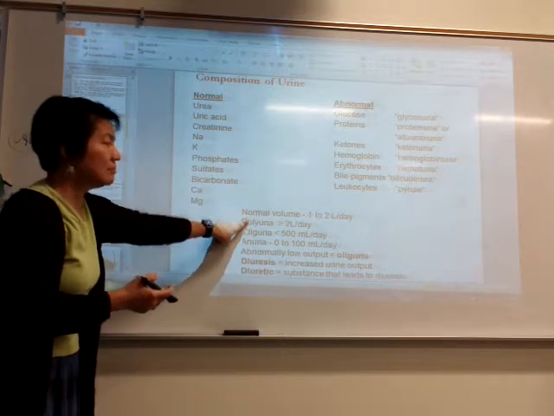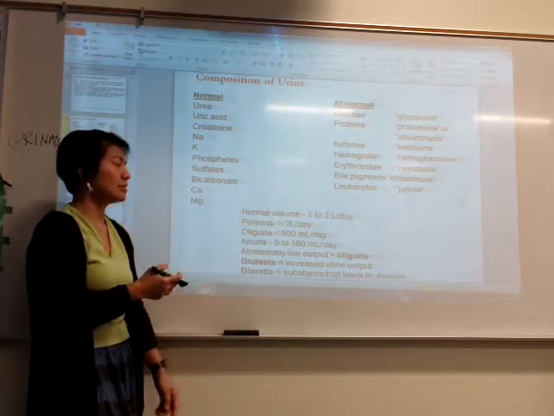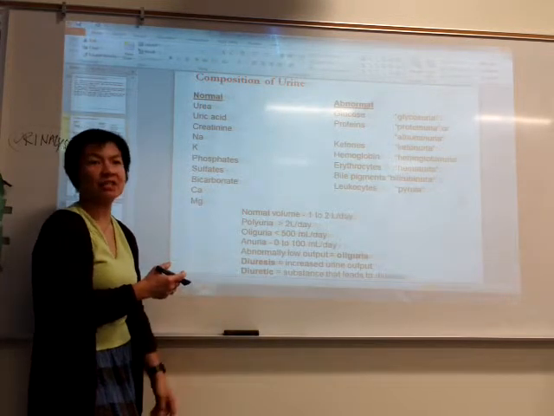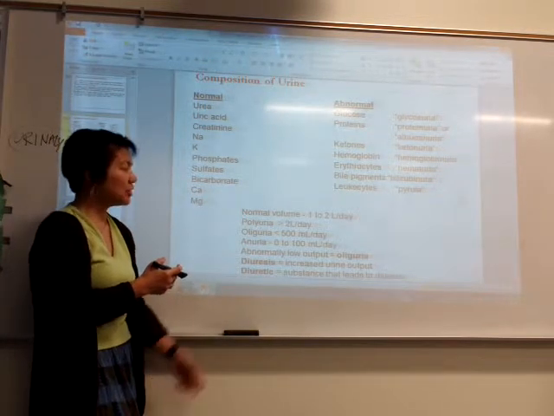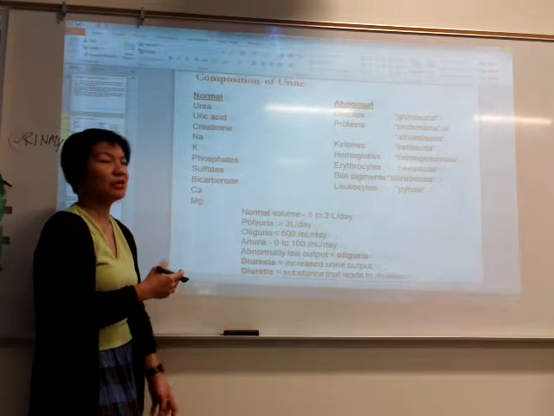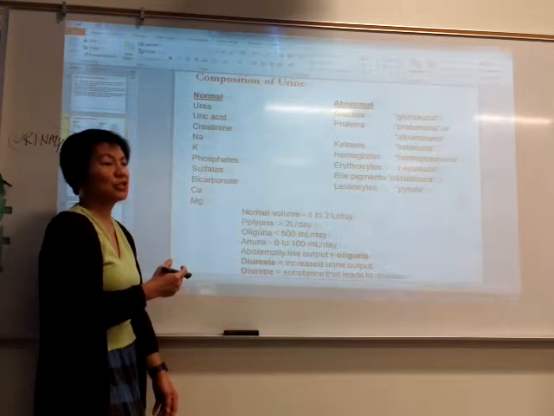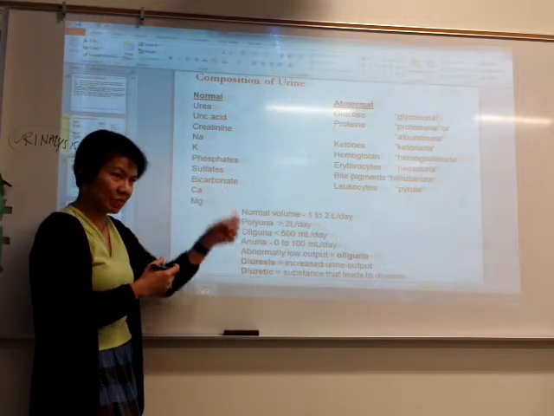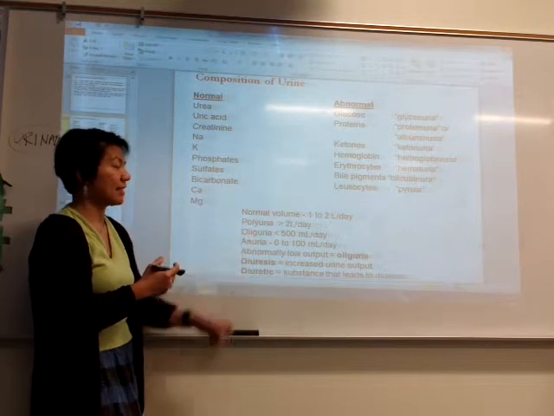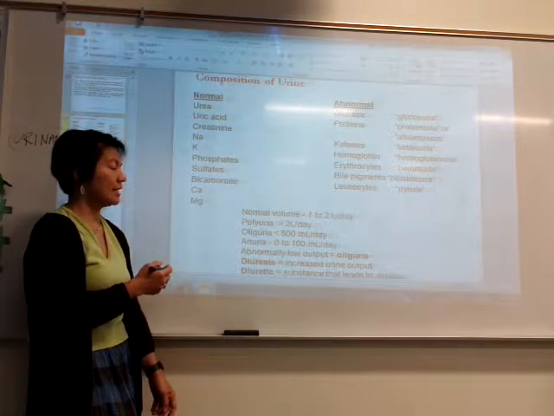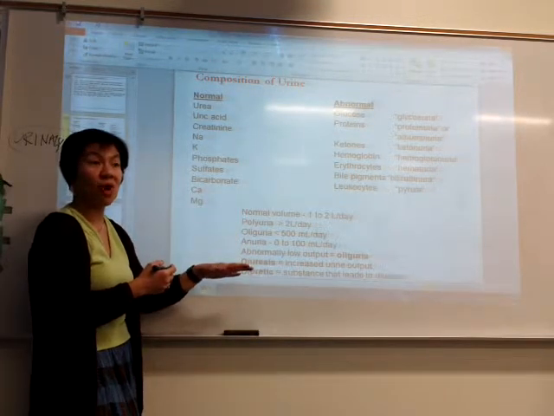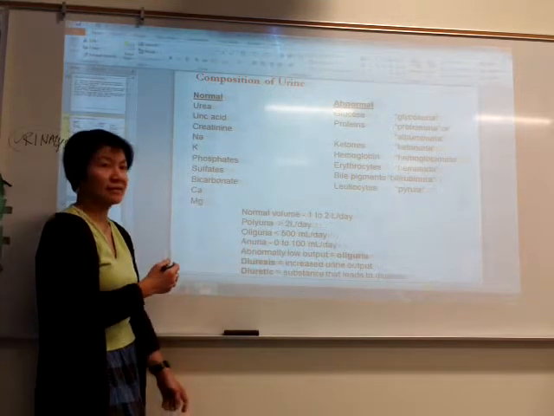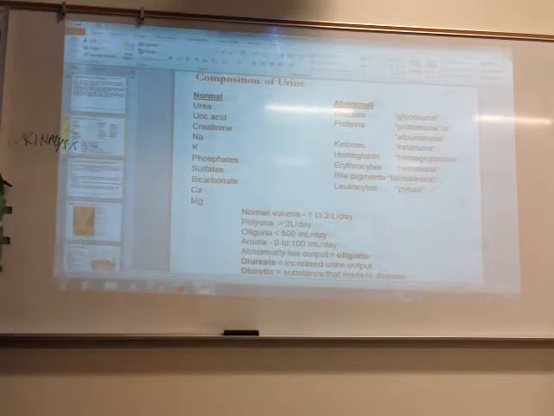Normal urine volume is about 1 to 2 liters a day. Polyuria, if I just ask you to define polyuria, you can write more than 2 liters a day, or you can just write increased urine output. That's okay. Oliguria is decreased urine output or less than 500 a day. Anuria is no output. 0 to 100 is considered anuria. Okay?